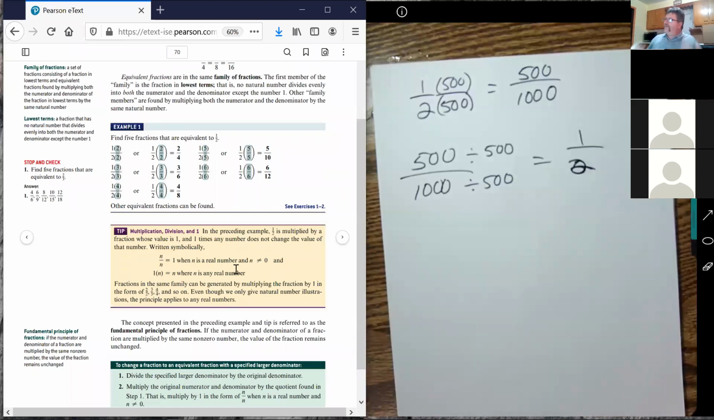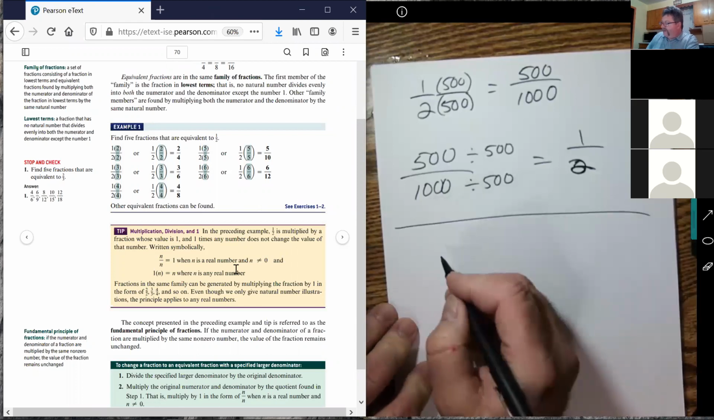Okay, so we can multiply the top and the bottom of a fraction by a number. We can divide the top and the bottom of a fraction by a number. It's got to be the same number both times, because it's going to give me a value of 1 when I do that. All right, well, how do I know? Well, sometimes you got to figure it out.